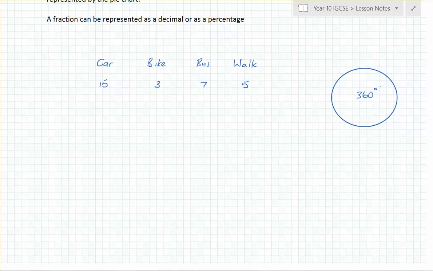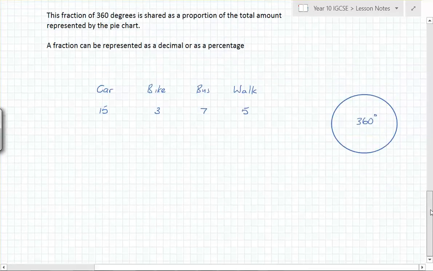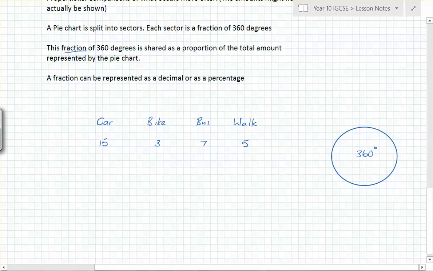So here's the thing. Do you remember up here we wrote down that it's the fraction of 360 degrees. So we're maintaining this proportion, and we can do that with fractions. We need to express these numbers as fractions of a total amount. So what is the total amount of people that were asked? 30. Yeah? 30 people. Now what that means is, in 360 degrees, I have to also fit exactly 30 people.